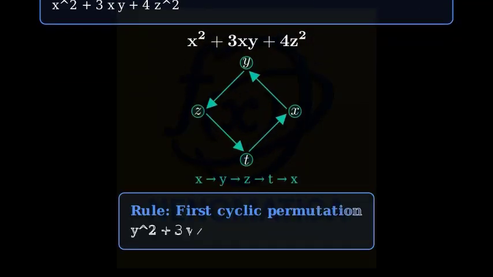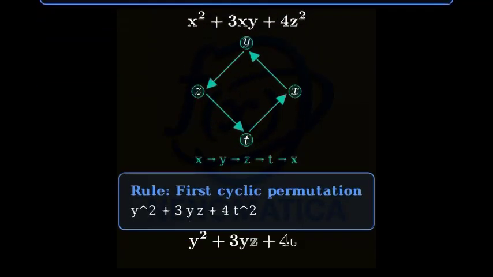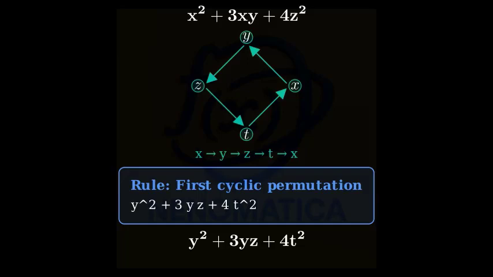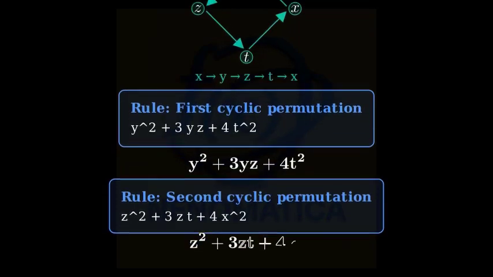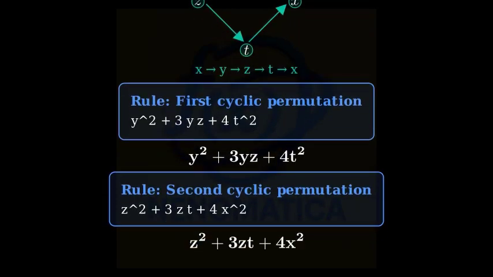Rule: first cyclic permutation. Step 5. Replace x with y, y with z, and z with t. We get y squared plus 3yz plus 4t squared. Rule: second cyclic permutation. Step 6. Apply the rotation again. We obtain z squared plus 3zt plus 4x squared.